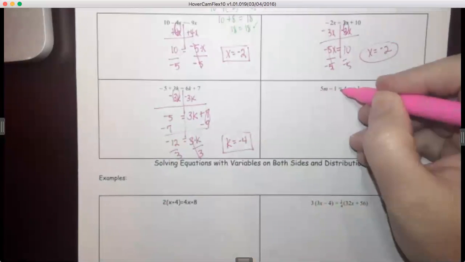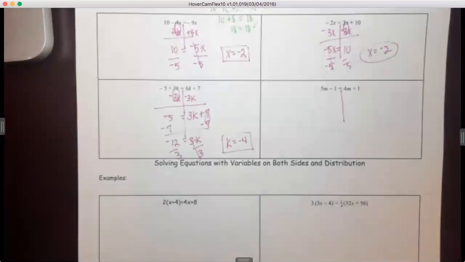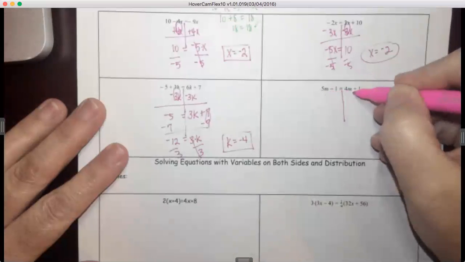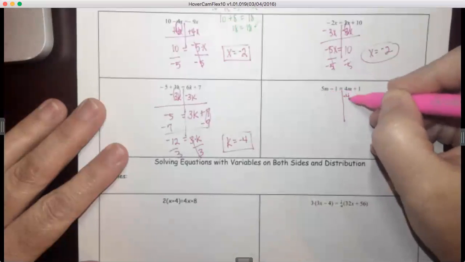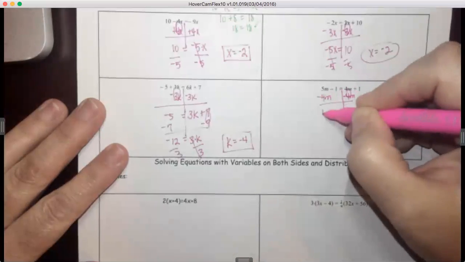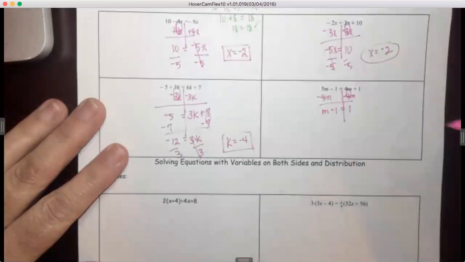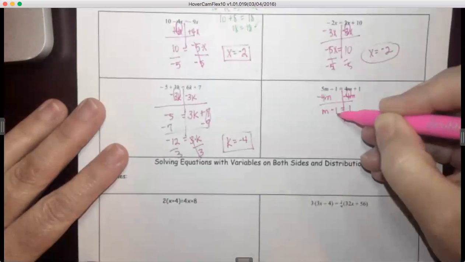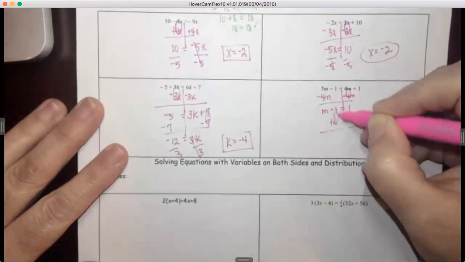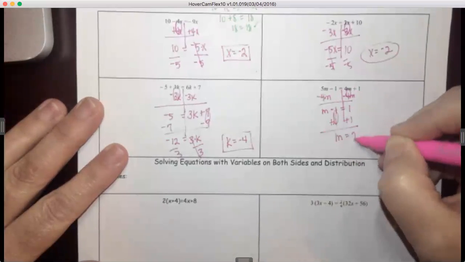All right. We have 5m minus 1 equals 4m plus 1. We need our letters, or variables, on one side and constants, or numbers, on the other side. So I'm going to move this over here because the 4m is positive, so I'm going to subtract it. When I subtract it, a positive m comes down. Now I need this negative 1 to go over here, so I'm going to add 1. We get m equals 2.